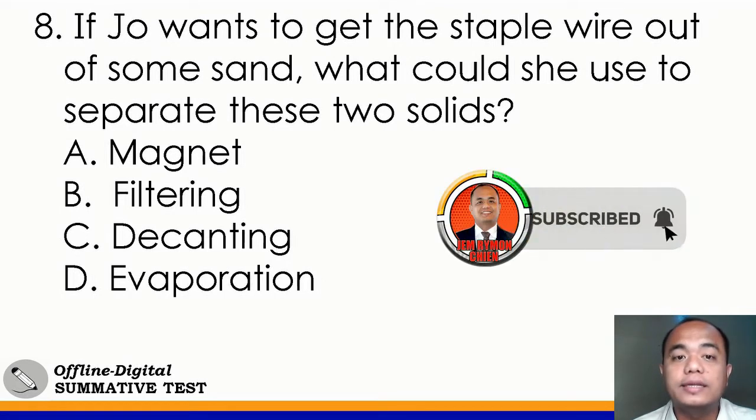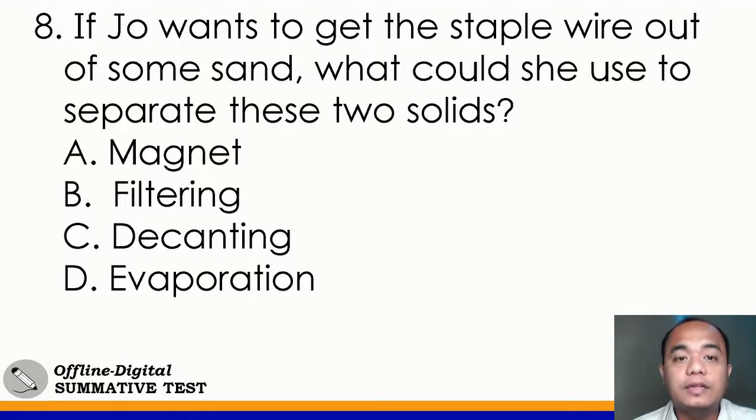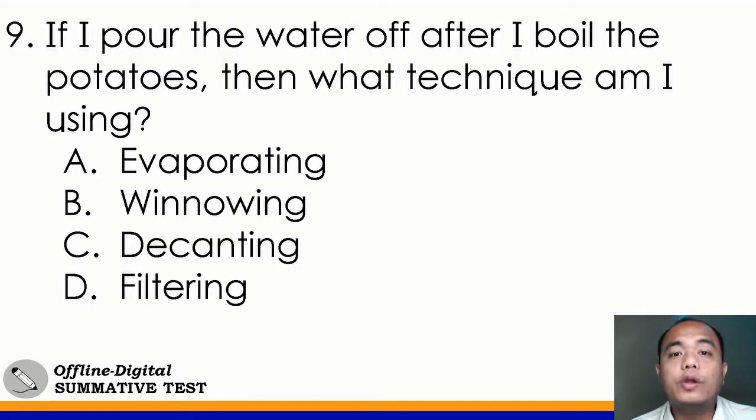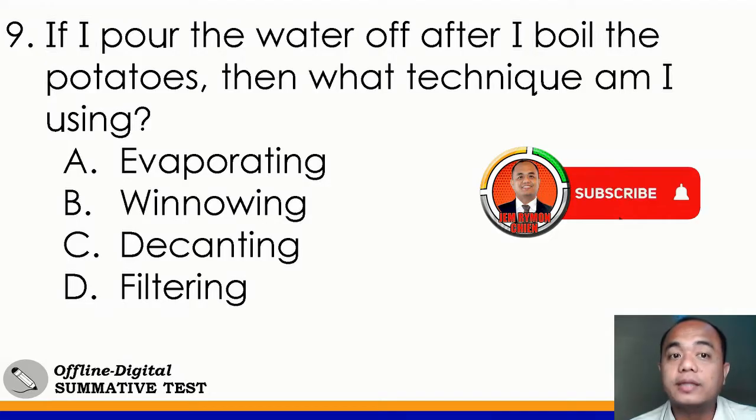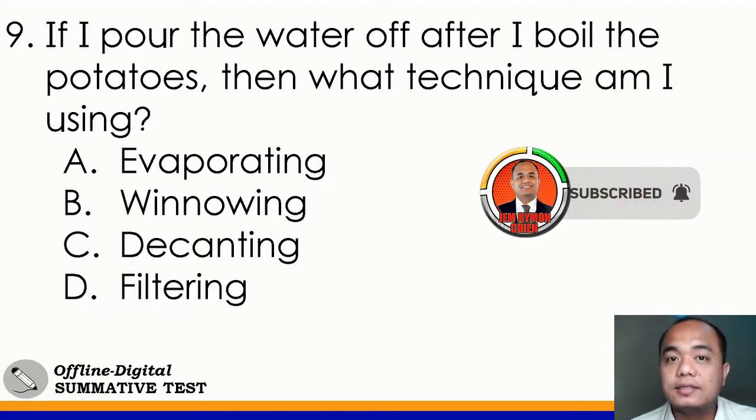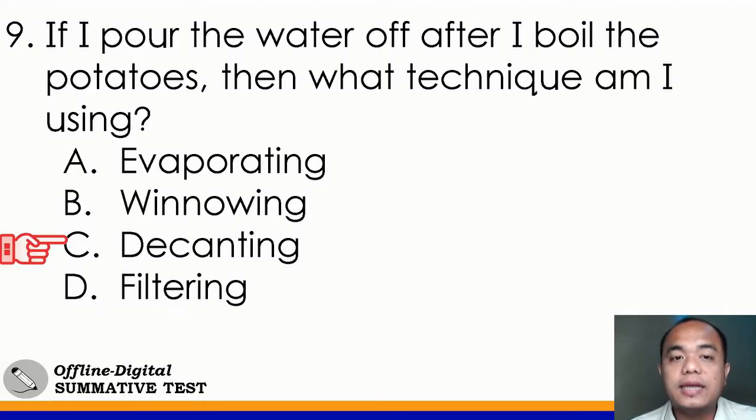Number 8. If she wants to get the staple wire out of some sand, what could she use to separate these two solids? A. Magnet, B. Filtering, C. Decanting, or letter D. Evaporation. The correct answer for number 8 is magnets. Number 9. If I pour the water off after I boil the potatoes, then what technique am I using? A. Evaporating, B. Winnowing, C. Decanting, or letter D. Filtering. The correct answer for number 9 is C. Decanting.